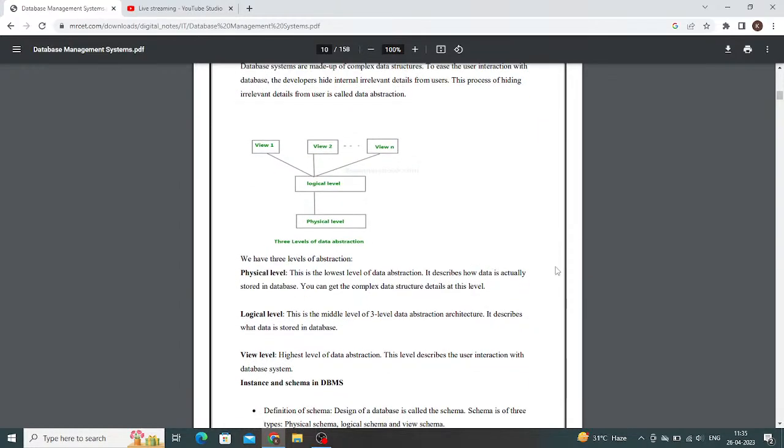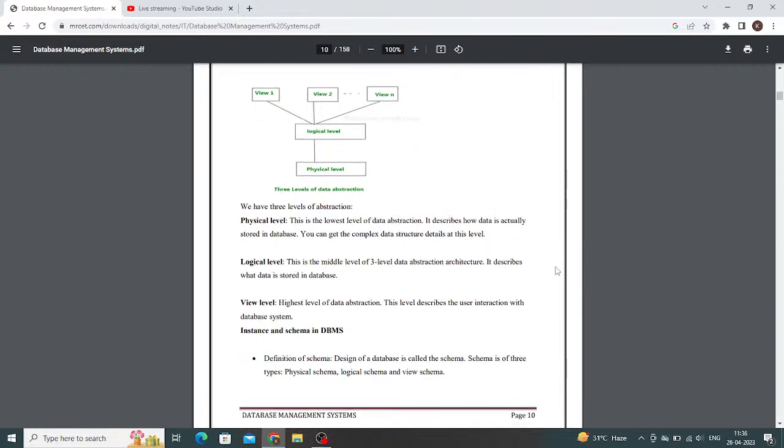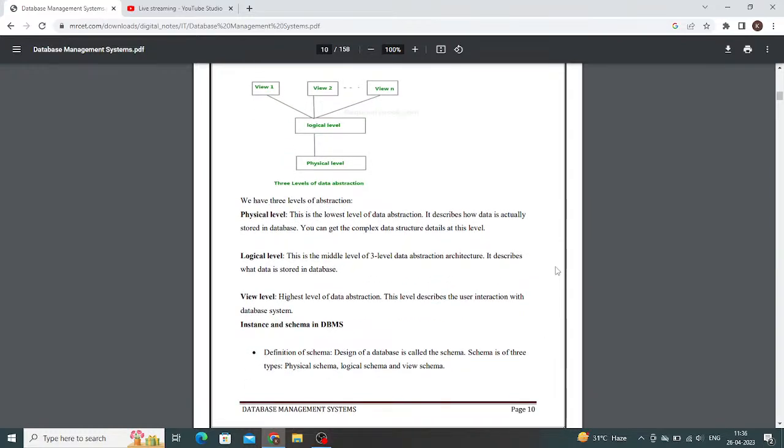Physical level: this is the lowest level of data abstraction. It describes how data is actually stored in the database. You can get the complex data structure details at this level. Logical level is the middle level of the three-level data abstraction architecture. It describes what data is stored in the database. View level, the highest level of data abstraction, describes the user interaction with the database system.